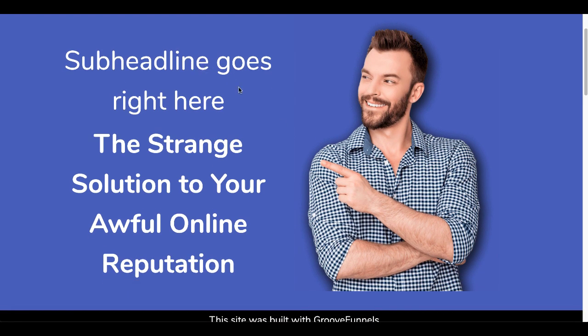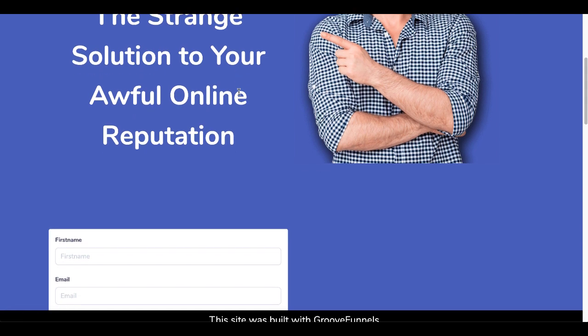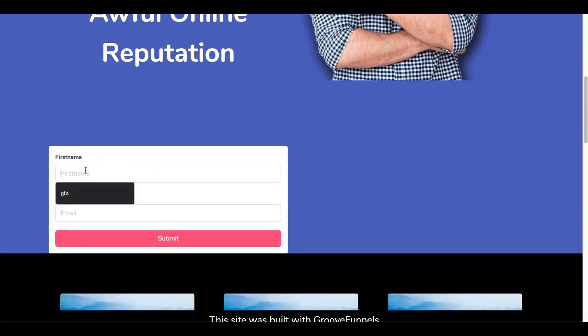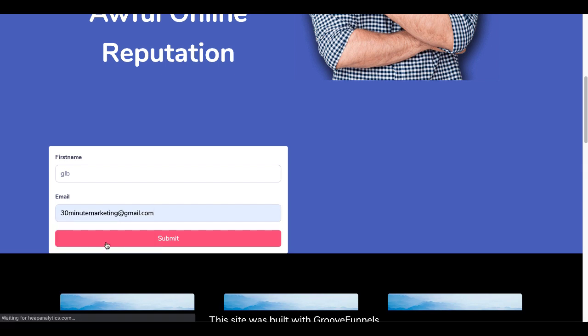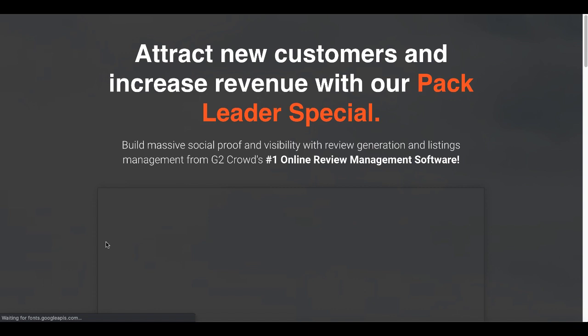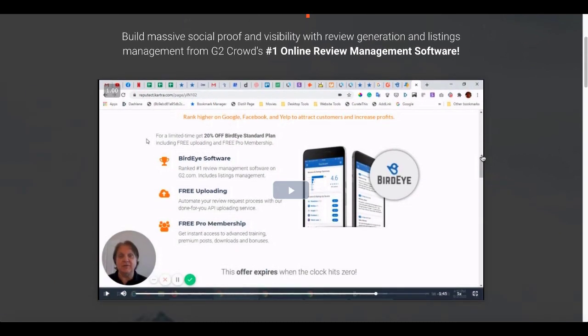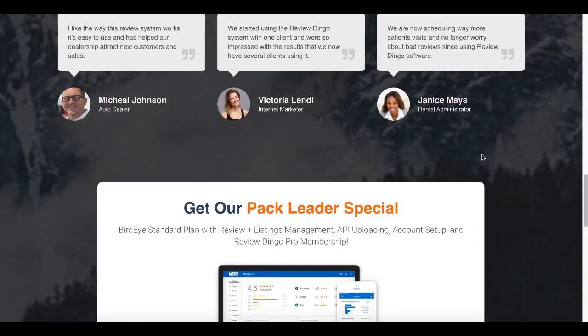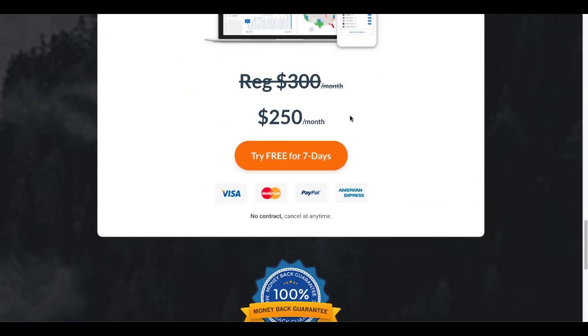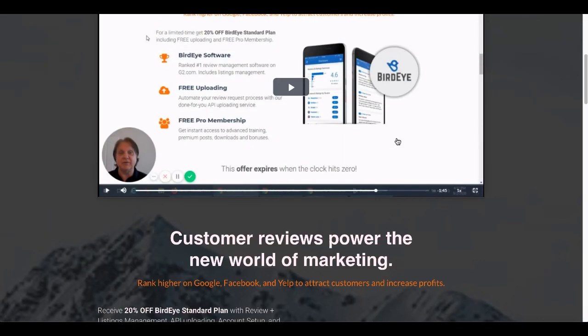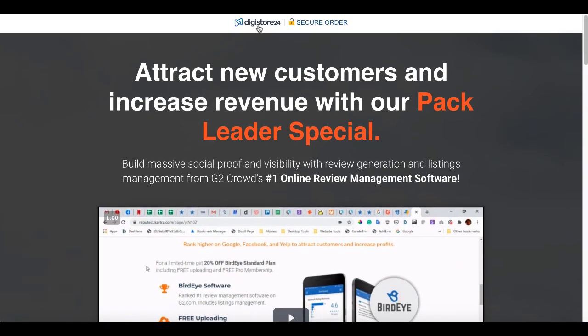Of course, the subheadline goes right here, delete that: the strange solution to your awful online reputation. Here is our form. We'll say our first name, give it an email, and click submit. And again, what's going to happen is that the email from our potential customer is going to be added to our email list, and they're automatically redirected over to the sales page. If and when someone makes a purchase right here, we will earn that commission from the product that we're promoting. In this case, that is for sale on Digistore24.